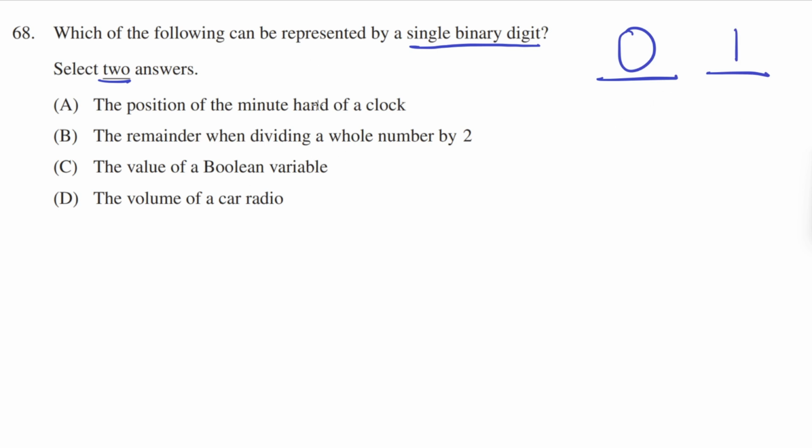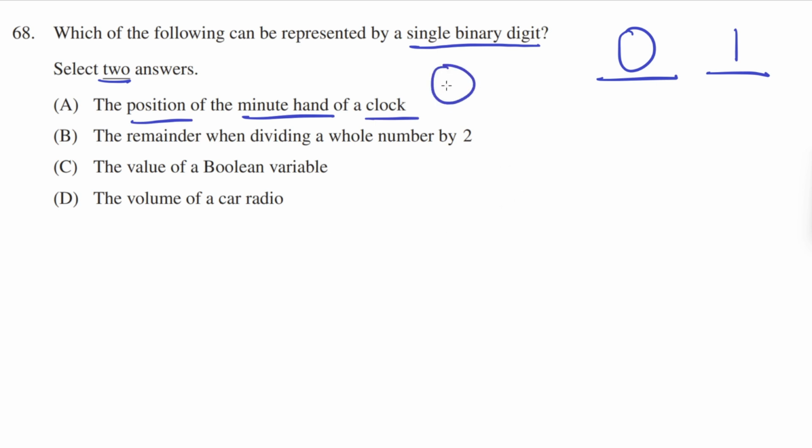So that means we need to find out which one of these answer choices represent different possibilities that only have two different outcomes. Either you can store one outcome in a 0 or one outcome in a 1. So A says the position of the minute hand of a clock.